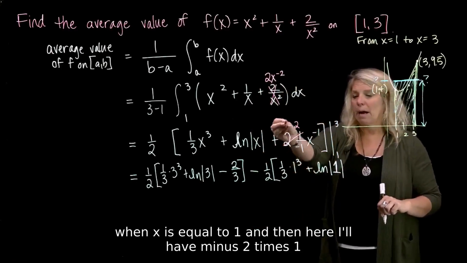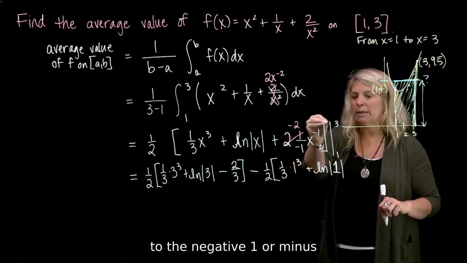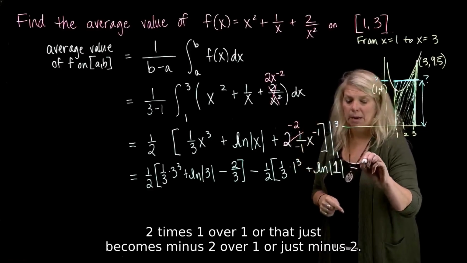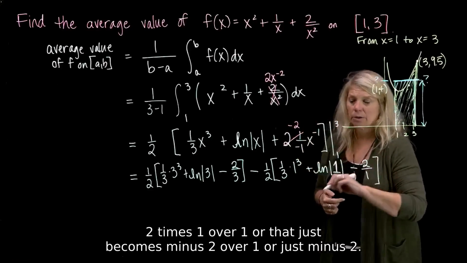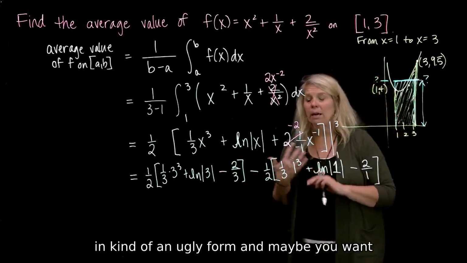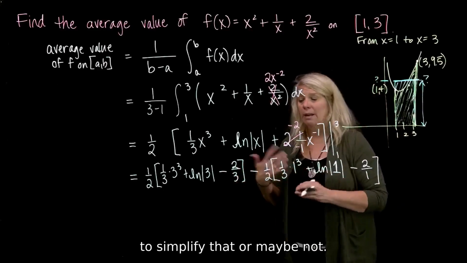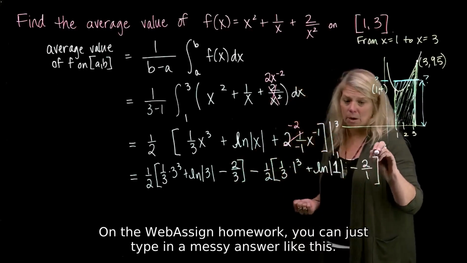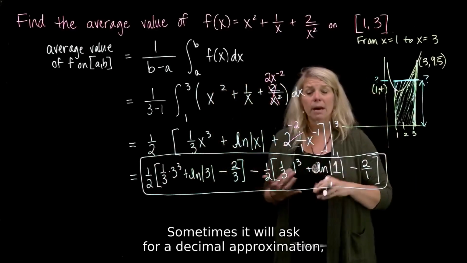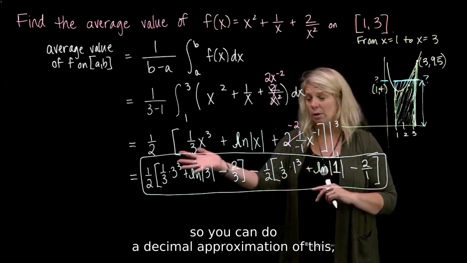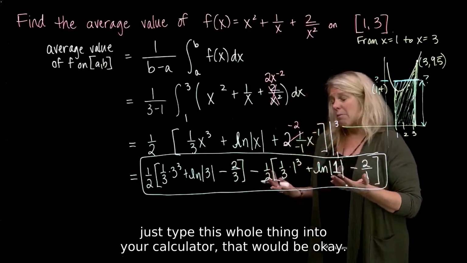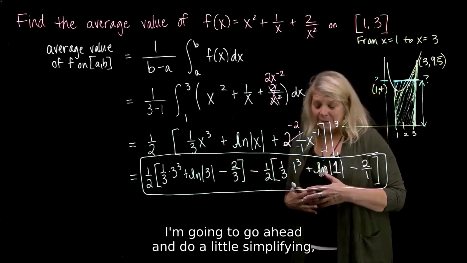And then here I'll have minus 2 times 1 to the negative 1, or minus 2 times 1 over 1, or that just becomes minus 2 over 1, or just minus 2. Okay, so at this point I have my answer. It's in kind of an ugly form, and maybe you want to simplify that or maybe not. On the WebAssign homework, you can just type in a messy answer like this. Sometimes it will ask for a decimal approximation, so you can just type this whole thing into your calculator. That would be okay. I'm going to go ahead and do a little simplifying.